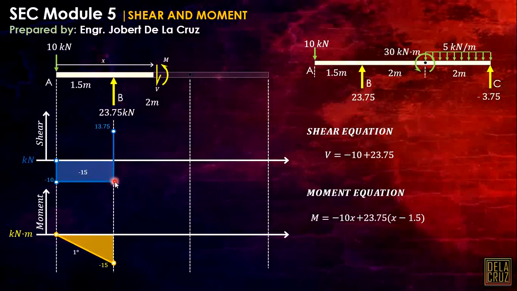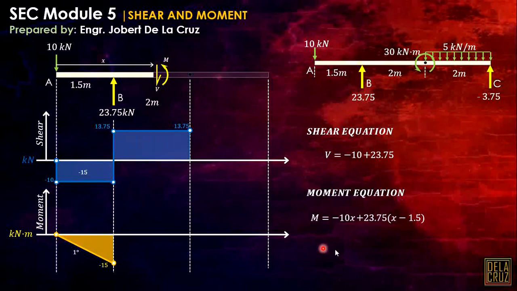Now, considering this shear, it will have an abrupt change first of 23.75. From negative 10 plus 23.75, it will give us 13.75. That is an abrupt change, going straight up. Then, from point B to this point, there is no load here. That means our shear is constant. And that is our shear diagram.